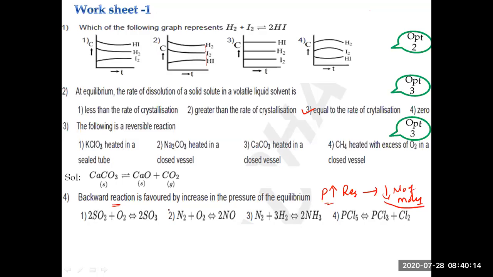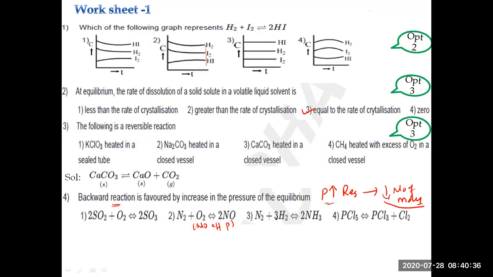In which of the following does the backward reaction have a decrease in number of moles? If you see, in the first case, 2 moles of product become 3 moles of reactants. Number of moles increase. In the second case, 2 moles equal. There is no effect of pressure. No effect of pressure at all. In the third case, 2 moles become 4 moles.